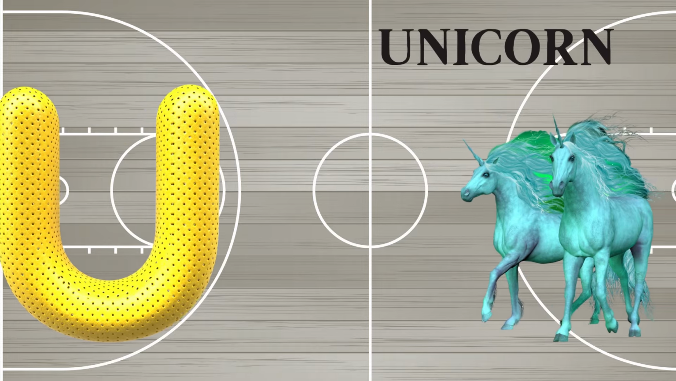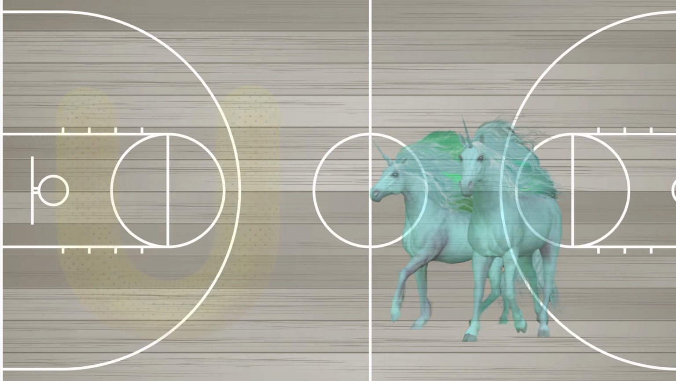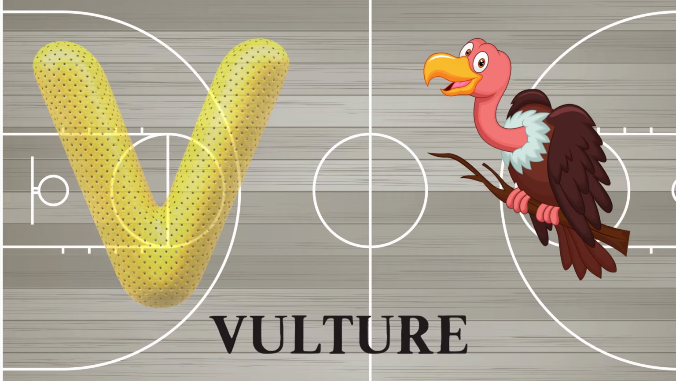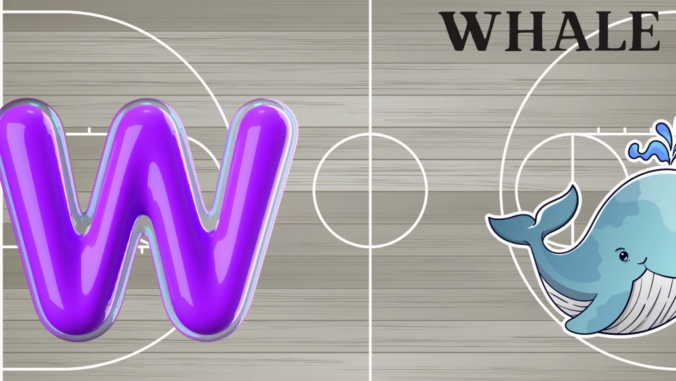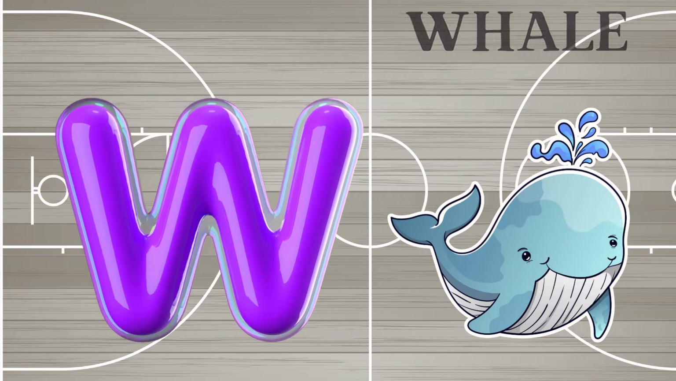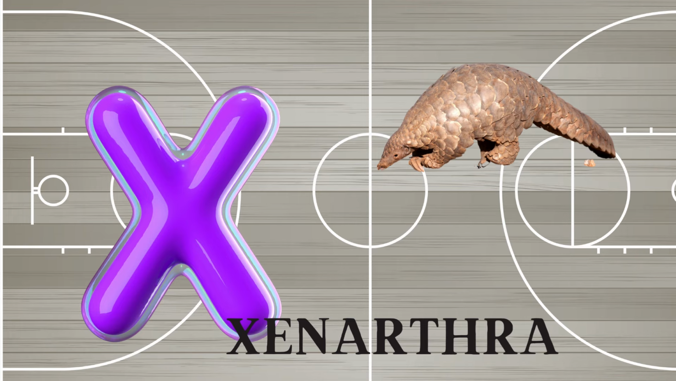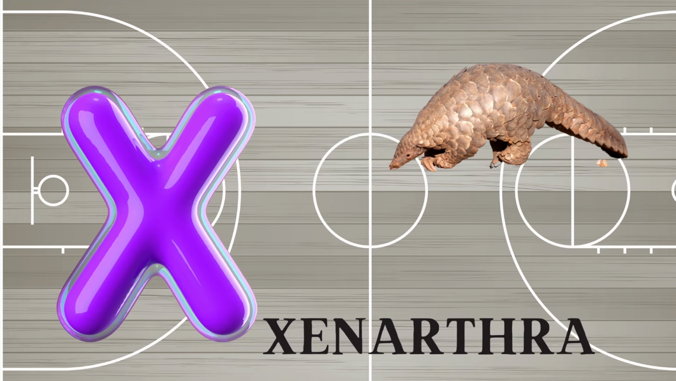U is for unicorn. Unicorn. V is for vulture. Vulture. W is for wolf. Wolf. X is for Xenarthra. Xenarthra.